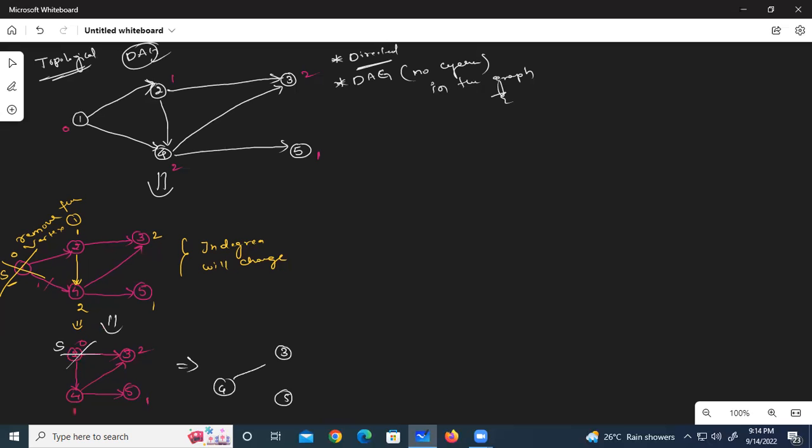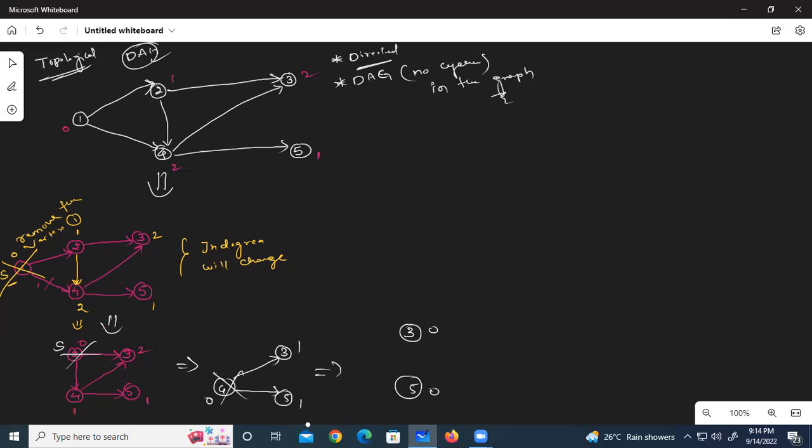Correct? Now from here to here. So what is the in degree of 4? That is 0. What is the in degree of 3? That is 1. What is the in degree of 5? That is also 1. Remove this one also. What is left here? 3 as well as 5. What is the in degree? 0, 0. Yes or not?